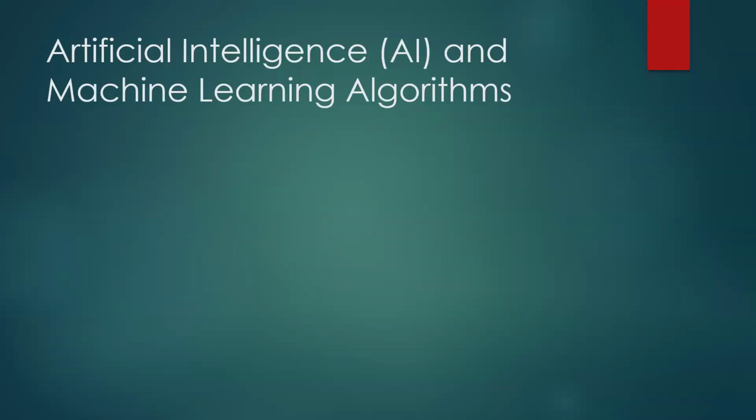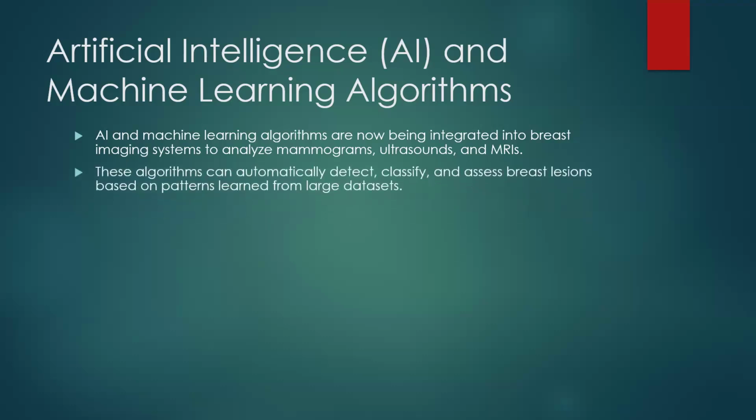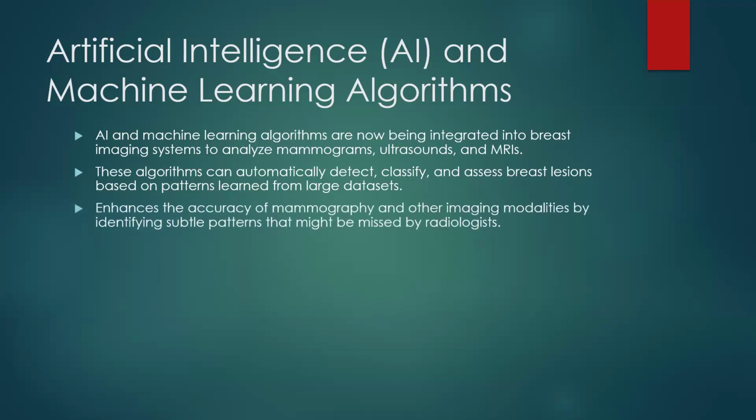Lastly, the artificial intelligence and machine learning algorithms. AI and machine learning algorithms are now being integrated into breast imaging systems to analyze mammograms, ultrasounds, and even MRIs. These algorithms can automatically detect, classify, and assess breast lesions based on patterns learned from large data sets or databases. They enhance the accuracy of mammography and other imaging modalities by identifying subtle patterns that might be missed by the radiologist.